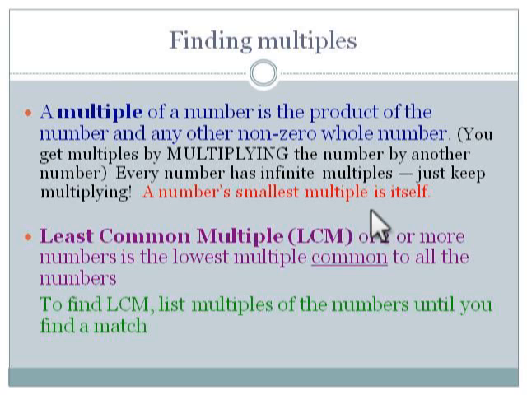Okay? Least common multiple is when you have two or more numbers and you're comparing to find which multiple they have in common that is the smallest. We could never have the greatest multiple because we said it's an infinite set, so there could never be a greatest. So we're looking for the smallest multiple. So to find the LCM, we just list the multiples. And we'll look at an example.